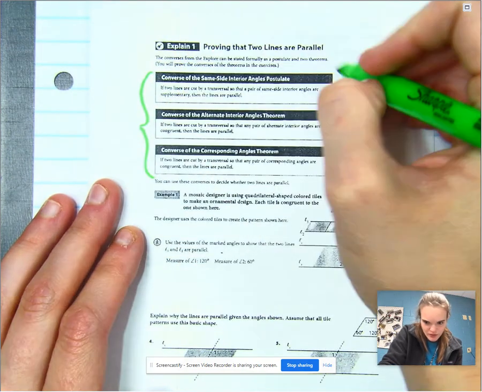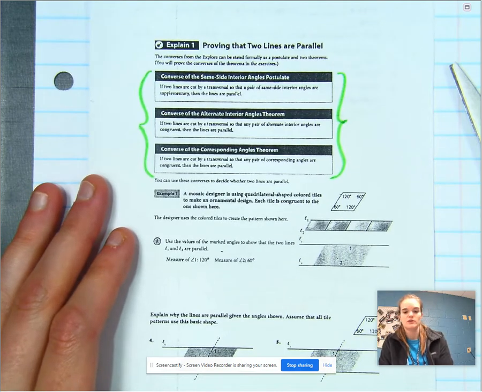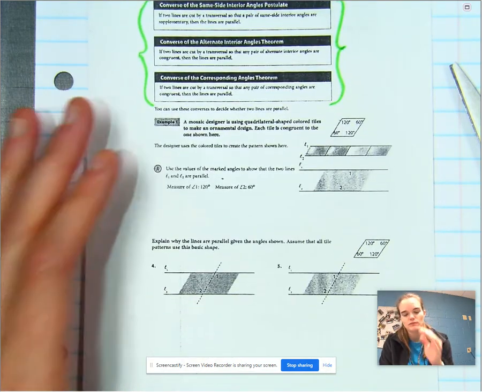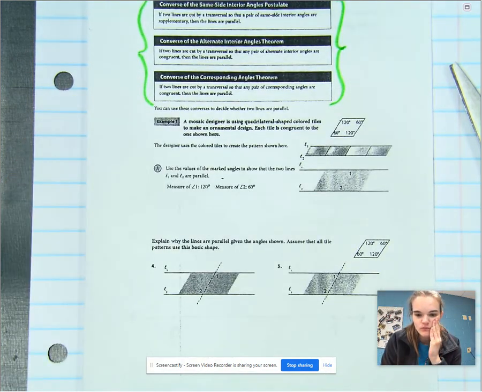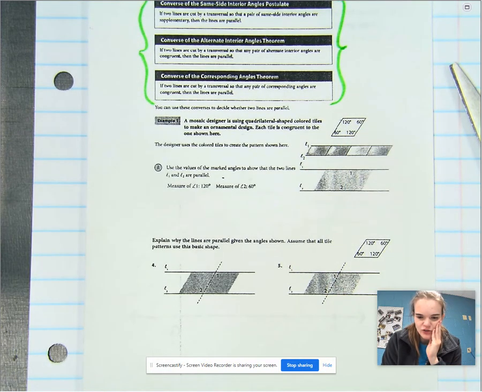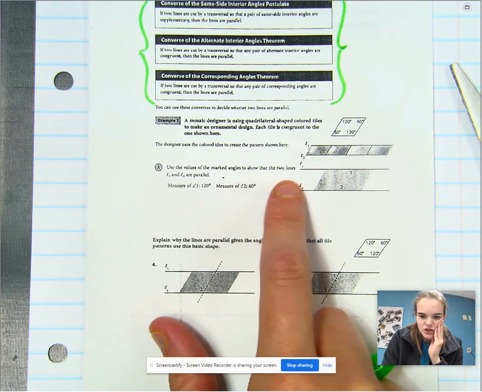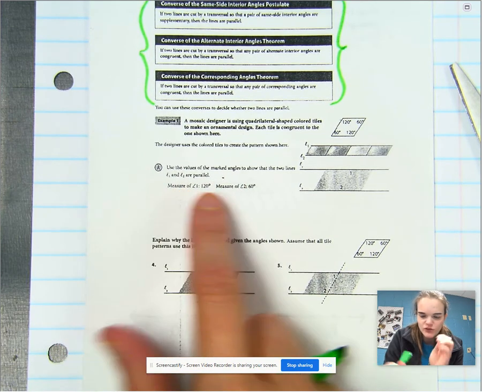So make a nice little note right here. These are what we're using today to prove that lines are parallel. Okay, so let's look at some of these. Example 1. A mosaic designer is using quadrilateral shaped colored tiles to make an ornamental design. I cannot read today, evidently. Each tile is congruent to the one shown here. The designer uses the colored tile to create the pattern shown here. Use the values of the marked angles to show that the two lines L1 and L2 are parallel.